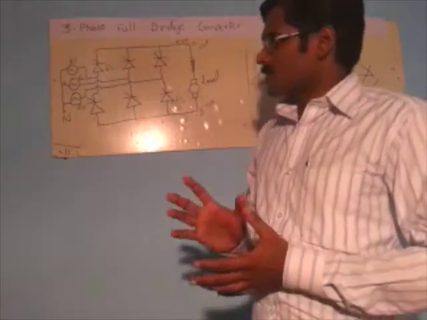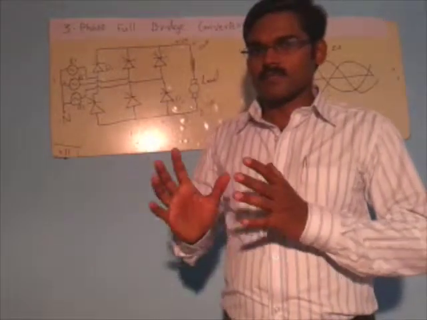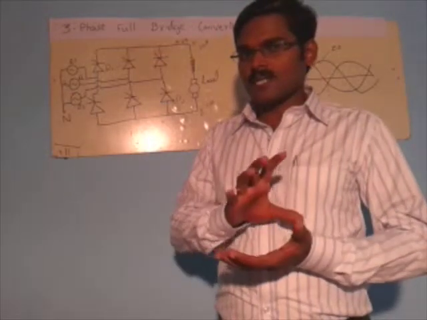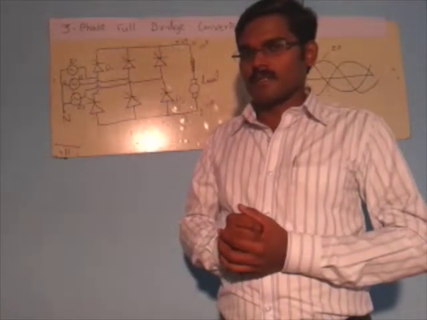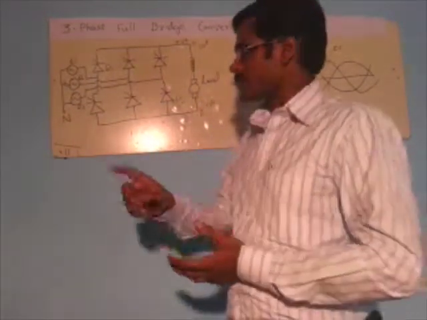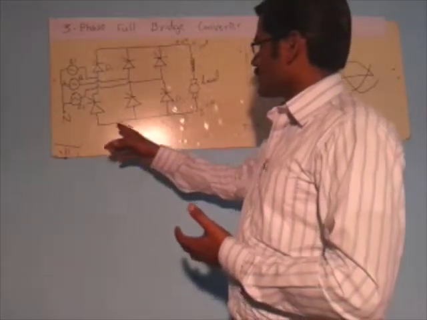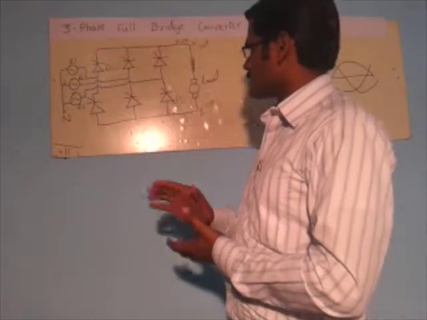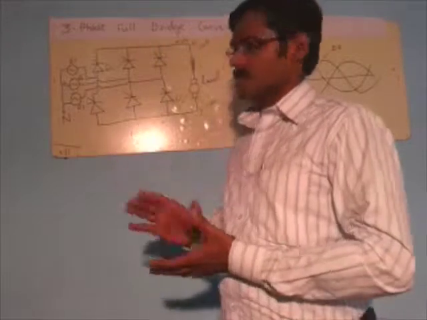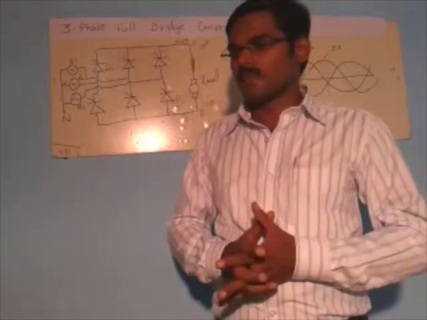Here the total mode of operation will be 360 degrees, and each thyristor conduction will be 60 degrees, meaning 360 divided by 6. The total number of thyristors here is 6, then 360 divided by 6 means it will be 60 degrees, meaning every 60 degrees there is a commutation.